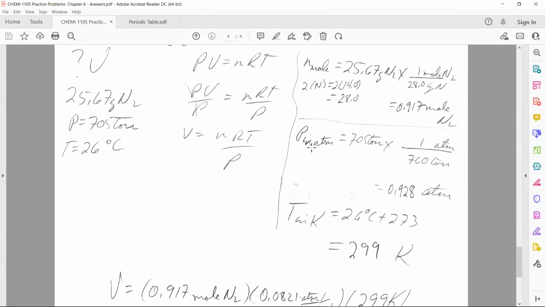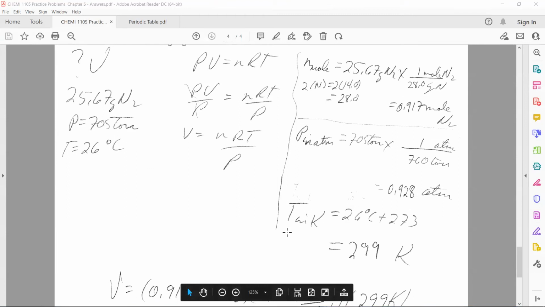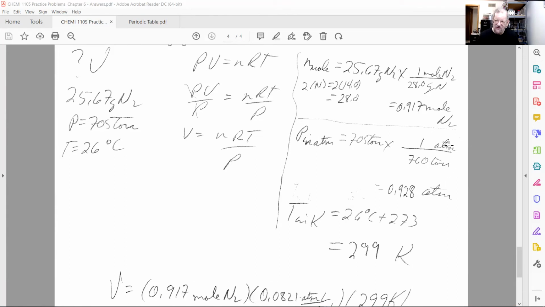I have 705 torr. I want to get to atmospheres. I'll use my good buddy, my good friend, unit analysis, to convert to atmospheres. If I can use a single ratio to convert torr to atmospheres, atmospheres goes on top, torr goes underneath. Where do I get these numbers?